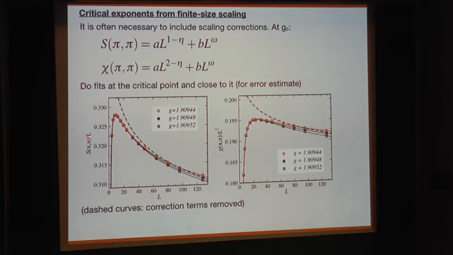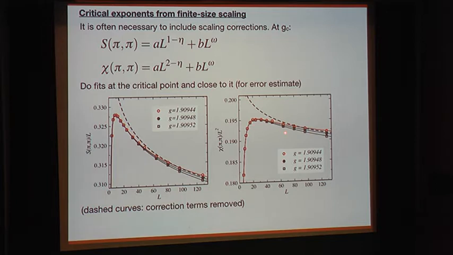So I divided S of pi pi by L, then it should be almost a constant if I have this kind of critical scaling, up to this correction term here. So these are for 3 values of G very close to the critical point. And you can see initially for small sizes, it's nothing like a constant. So you expect this actually to be decaying with a very small power of L, right? Because eta is something like 0.03. But for bigger sizes, it starts to look like that is the case.